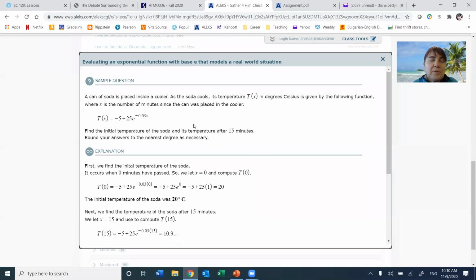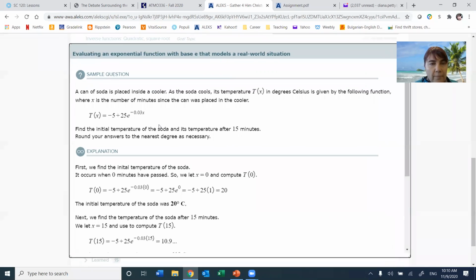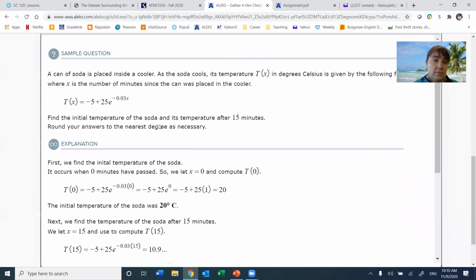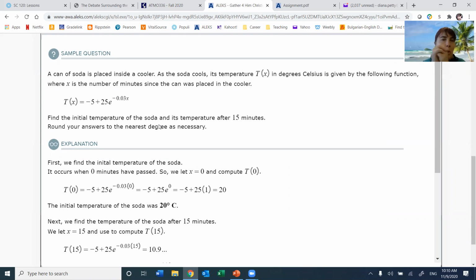Okay, college algebra Monday. So you're doing a real life problem, which is super easy. So here, a can of soda. T of X is the temperature of the can, or the soda inside, and X is the minutes after it was placed in the cooler.